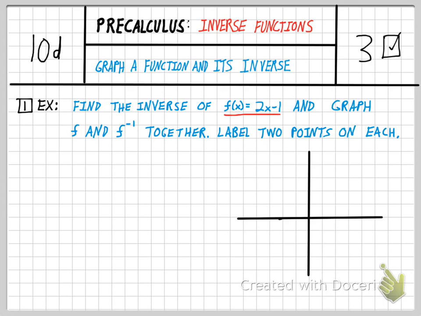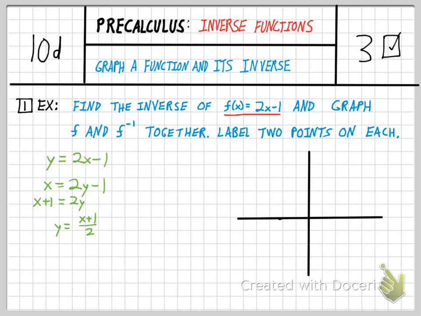Alright, I'm going to do the inverse over here first. Remember, we're going to start off with a y equals formula instead of function notation. We're going to switch the places of the x and the y, and then we're going to solve. So I have x plus 1 equals 2y, and my y equals (x plus 1) over 2. I found my inverse here.